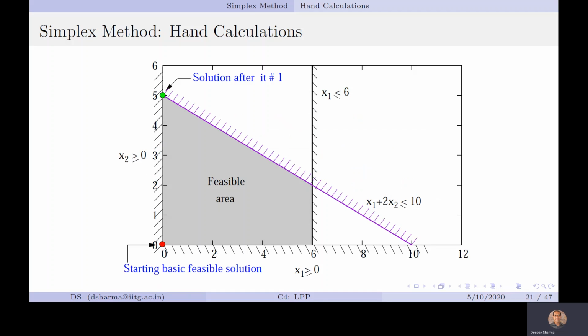Now let us see how this solution has moved. So we started from the origin and then the optimality condition says that let us move in the direction of x2. Thereafter, the feasibility condition, the minimum non-negative ratio, suggests that we should come to this green point, which is the solution after iteration number 1.